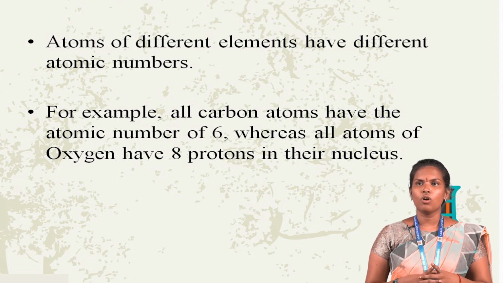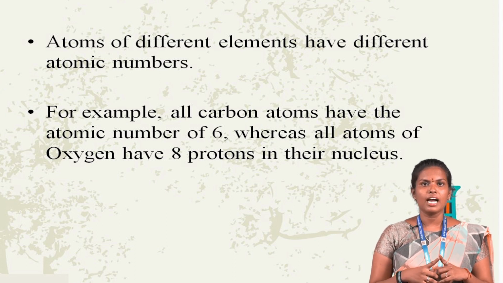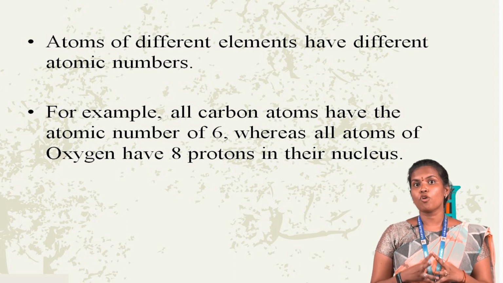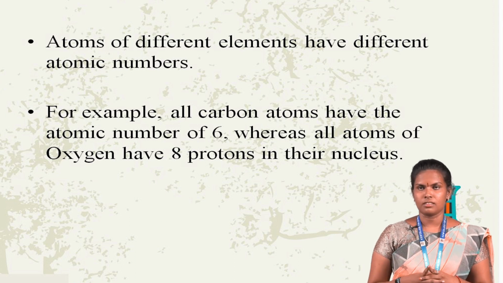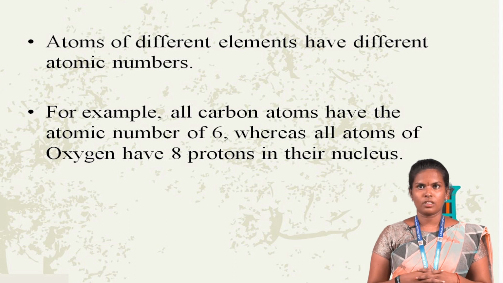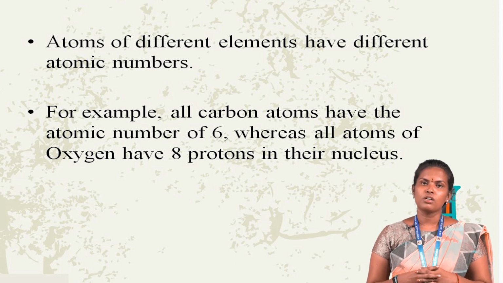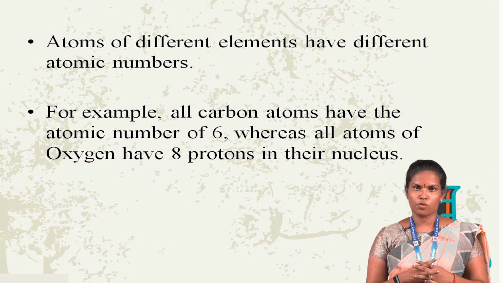For example, all carbon atoms have the atomic number of 6, whereas all atoms of oxygen have 8 protons in their nucleus. Another example is sodium. Sodium has 11 electrons and 11 protons. Thus the atomic number of a sodium atom, equal to the number of electrons and protons, is 11.